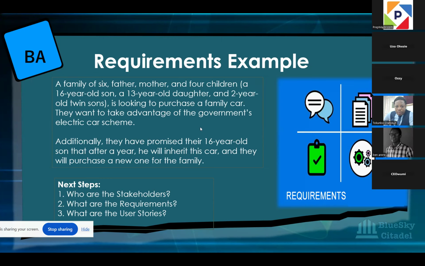Okay, I think the father, mother, and 4 children are the stakeholders. Okay, so you've identified 6 of them, a family of 6. You're telling me that all 6 of them are stakeholders on their own, right? Yeah. Fantastic. So that means you have to look at things from the father's perspective, from the mother's perspective, from the 16-year-old son's perspective, from the daughter, from the 2-year-old twin sons. They can't talk, but they're stakeholders. You have to look at things from their requirements, from their perspective. So we've identified 6 stakeholders.